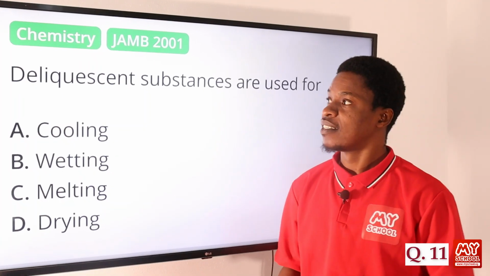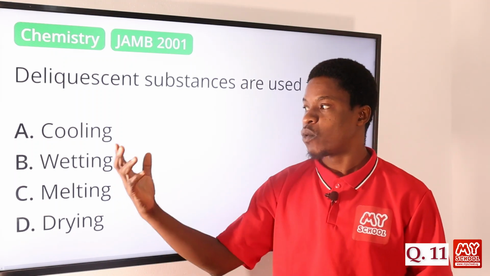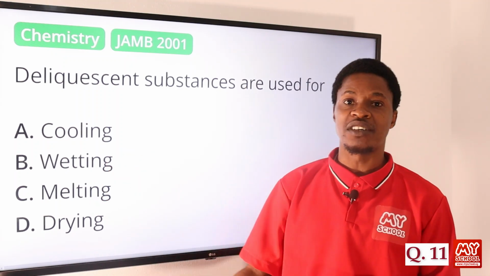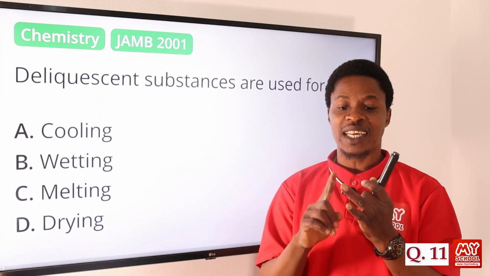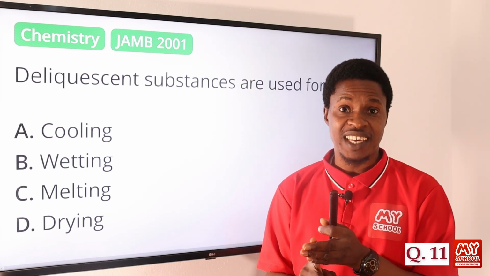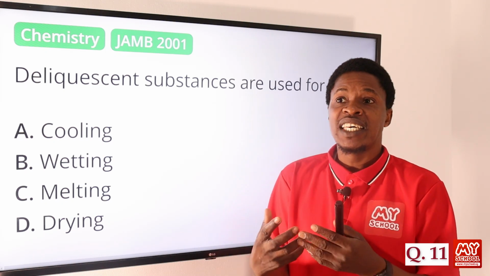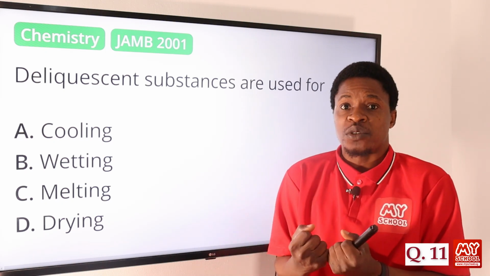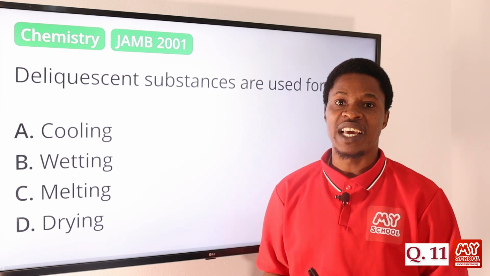Question number 11. Deliquescent substances are used for what? Cooling, wetting, melting, drying. The question is, what are deliquescent substances? We have substances that are deliquescent, substances that are hygroscopic, and substances that are efflorescent. Substances that are deliquescent tend to absorb moisture. They absorb moisture content once they are exposed to the atmosphere.